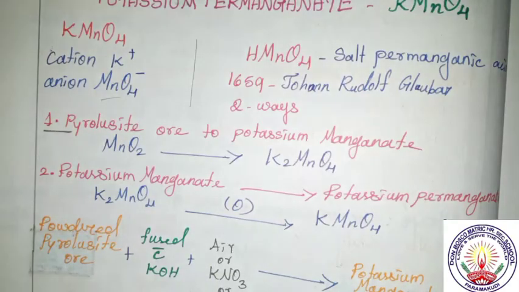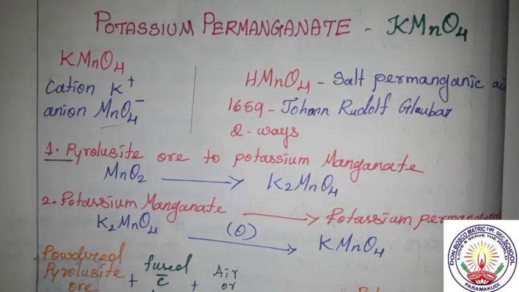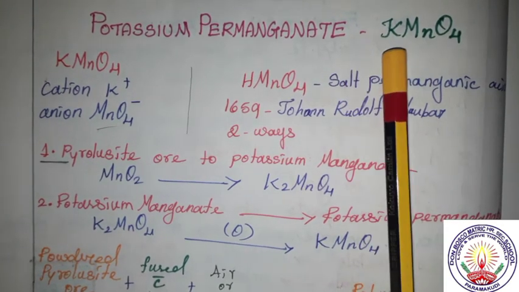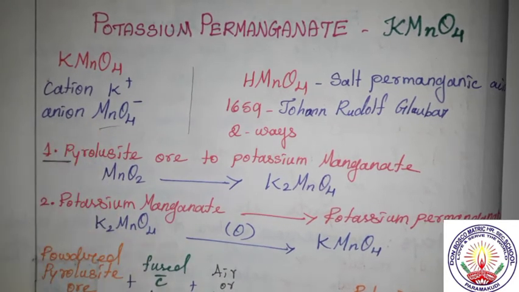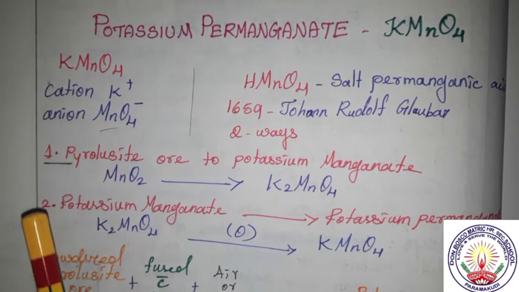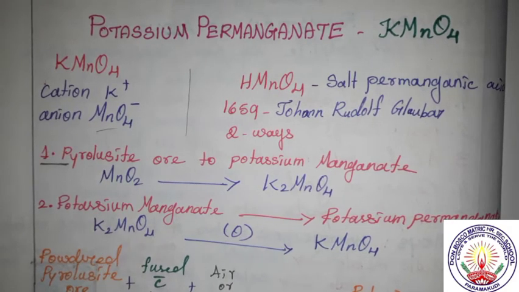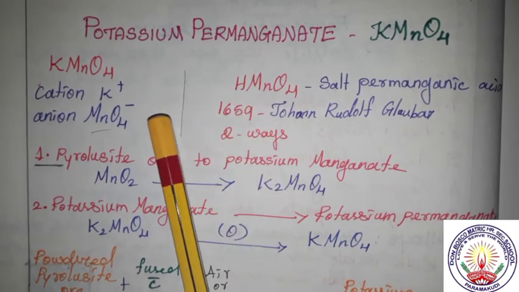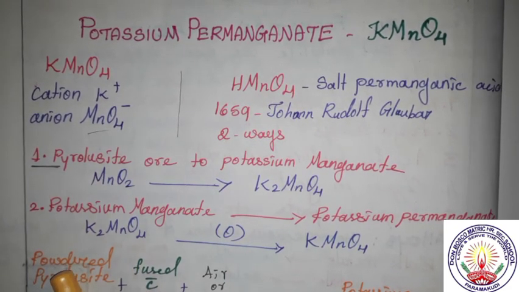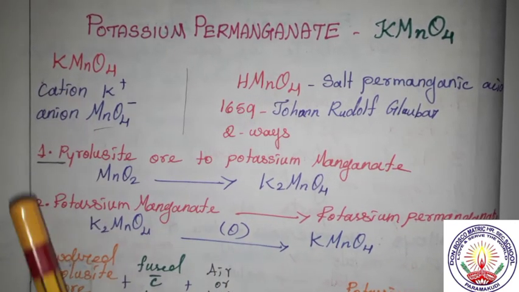Hi students, here we shall see potassium permanganate. The molecular formula is KMnO4. In this potassium permanganate the cation is K+ and the anion is MnO4-. This potassium permanganate is also called the salt of permanganic acid, that is HMnO4. The only difference between potassium permanganate and permanganic acid is that here it is H and here it is K.